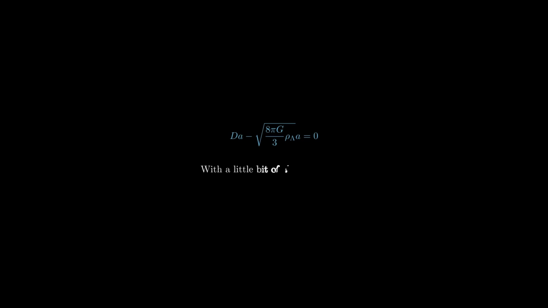Let's call dA over dt as D, the differential operator. The equation then becomes D minus the square root of 8 pi G over 3 times ρ lambda, multiplied by the scale factor, equals 0. With a little bit of algebra, we get D minus the square root of 8 pi G over 3 times ρ lambda, multiplied by the scale factor, equals 0.